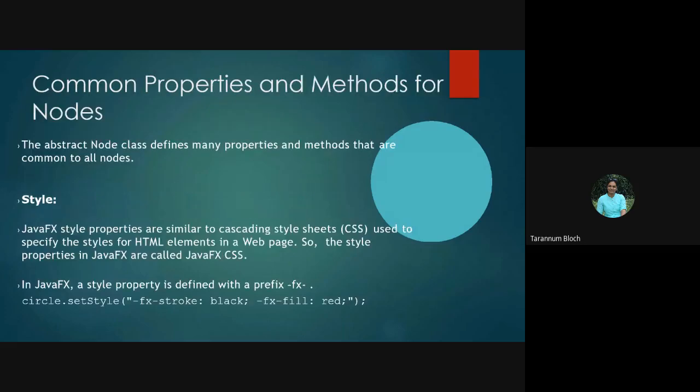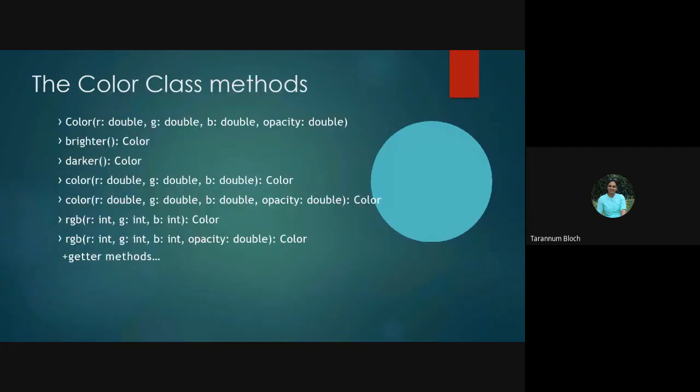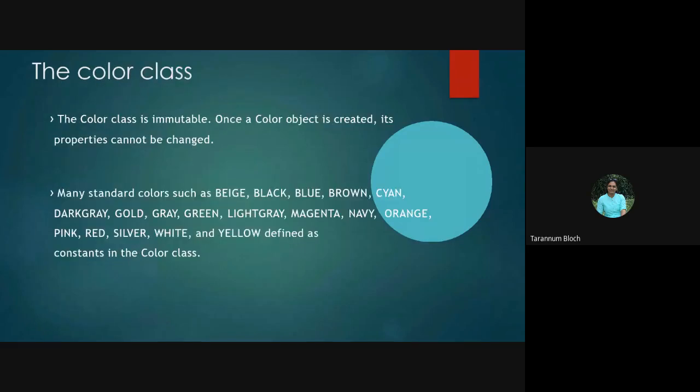And then we talked about the common properties such as style and rotate, which are there with each and every node. Then we had our discussion regarding the Color class. We said there are various methods such as the constructor Color, brighter method, darker method, color method with the small c. So this is constructor overloading and method overloading. We do have RGB, that is red, green, and blue, and you can specify the color in the integer, and you can just make the colors available. Along with that, we do have the getter methods with the Color class.